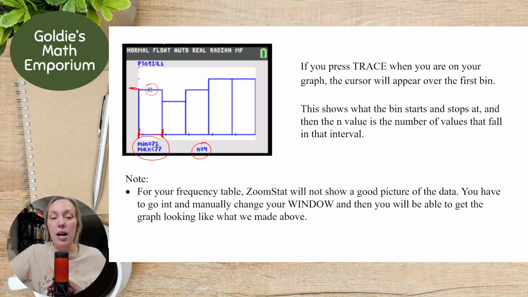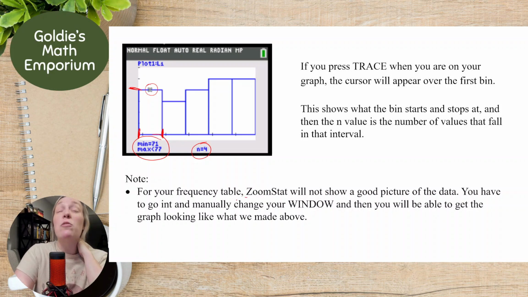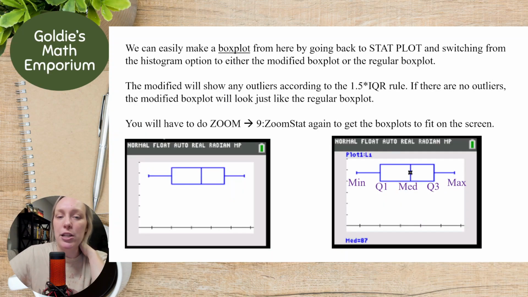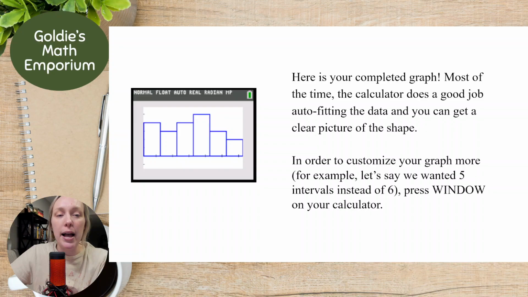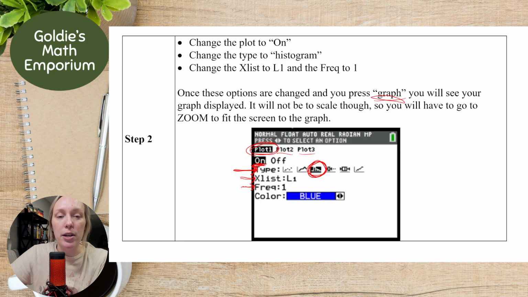All right. So if you do a frequency table and want to make a histogram, Zoom Stat does not show a good picture of the data. You have to go in and manually change that window just because of the way the frequency table is used. But if you do that here, let me go back. I'm sorry, I'm jumping around here.